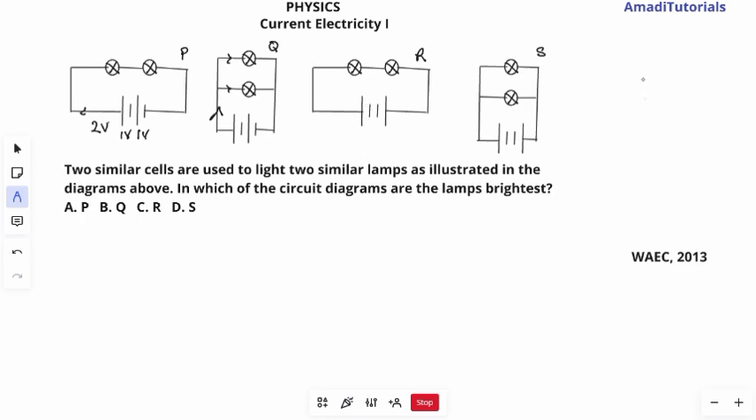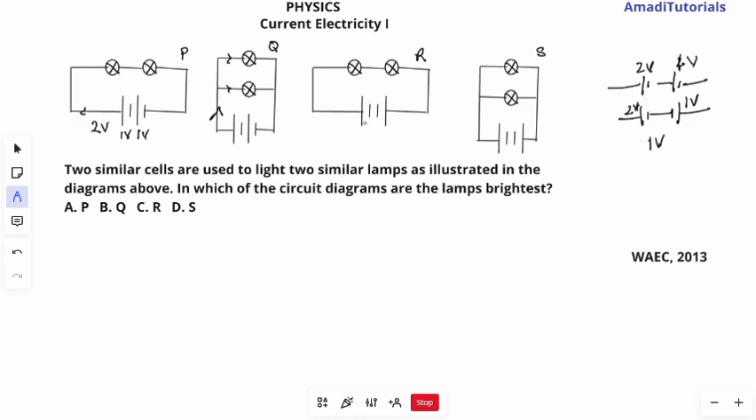If the cells were connected positive-negative to another positive-negative, they will add up. If this was 1 volt and this was 1 volt, the equivalent EMF will be the summation of the two. But when they are connected in reverse, the negative of this one connected to the negative of this one, it will be a difference. So if this one was 2 volts and this one was 1 volt, the equivalent voltage will now be 2 minus 1, which will be 1 volt.